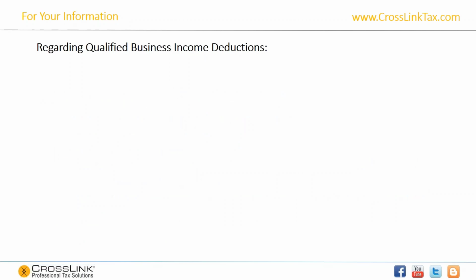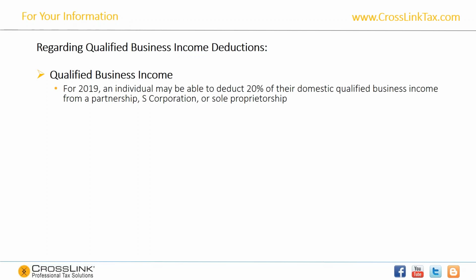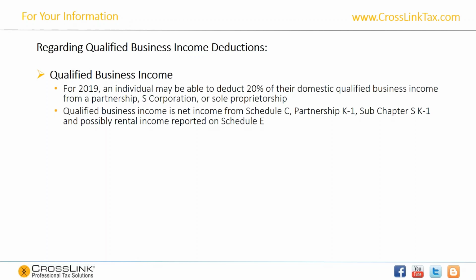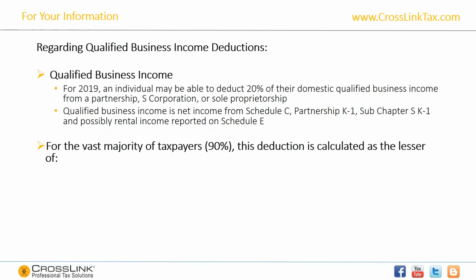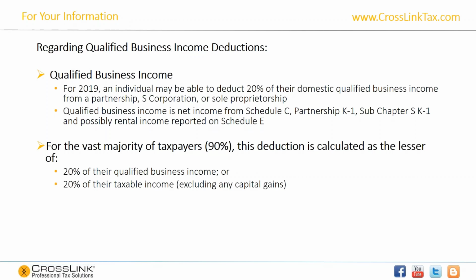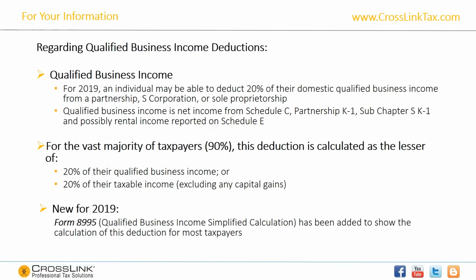Now, regarding qualified business income deductions. First of all, for 2019, an individual may be able to deduct 20% of the domestic qualified business income from partnerships, S corps, as well as sole proprietorships. Qualified business income is net income from Schedule C, Partnership K1, Subchapter S K1, and possibly rental income reported on a Schedule E. For the vast majority of taxpayers, over 90%, this deduction is calculated as the lesser of the following: 20% of their qualified business income or 20% of their taxable income excluding any kind of capital gains. What's new for 2019 is the Form 8995, which is the Qualified Business Income Simplified Calculation, and has been added to show the calculation of this deduction for most taxpayers.